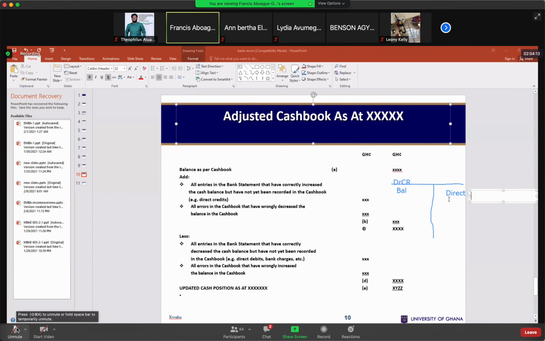So that is what we use the adjusted cash for. Is that okay now? Yes. Okay. Now, once we have done the adjusted cash, remember that we have an updated cash position, or the balance as per the adjusted cash. But that adjusted cash book balance will be different from the bank statement balance. And therefore, you need to reconcile the two positions, i.e., try to agree the adjusted cash balance with the bank statement balance. And this is how to do it.